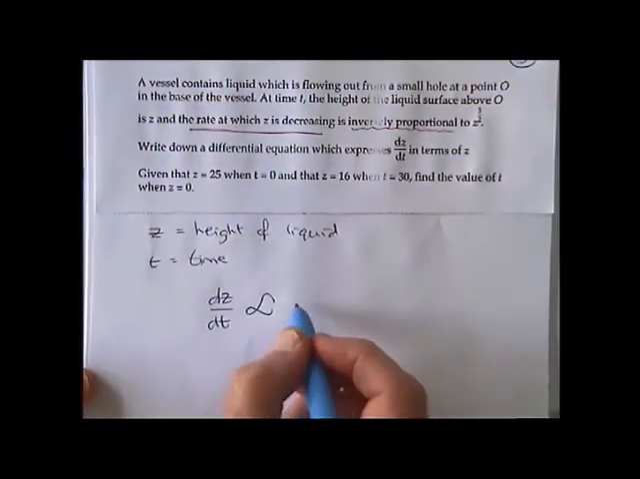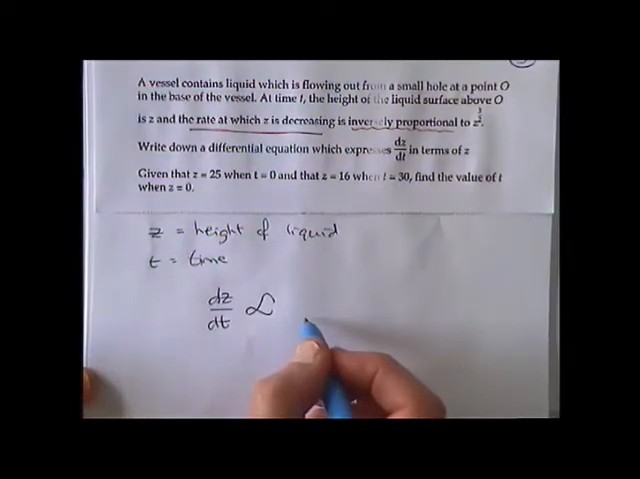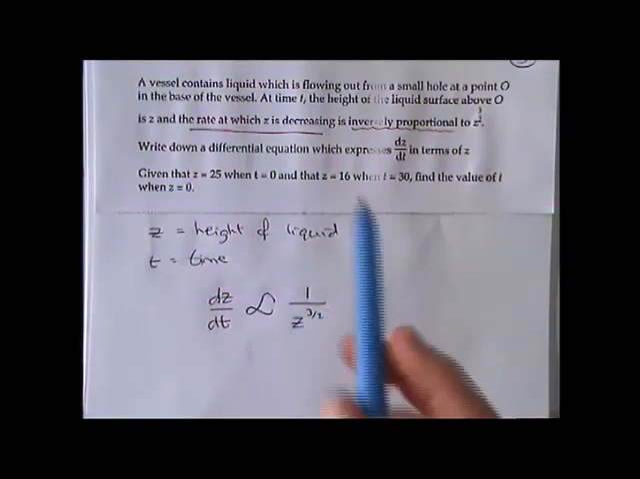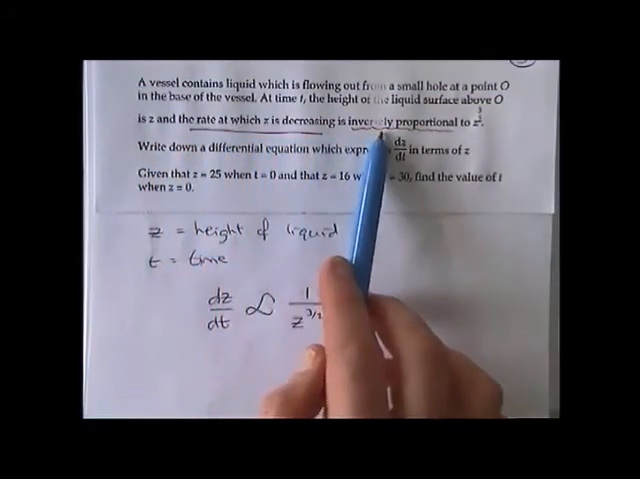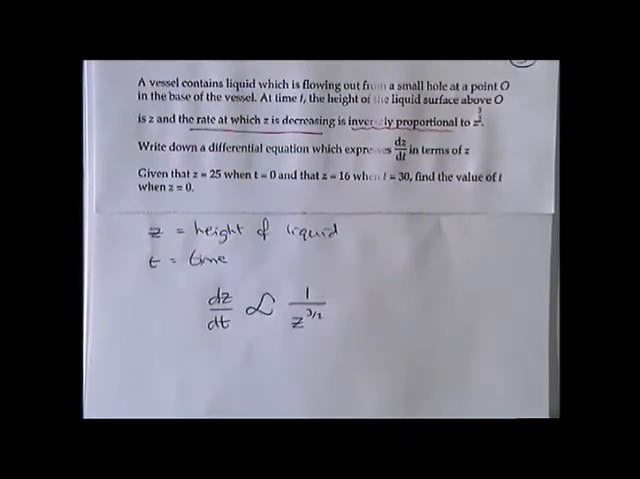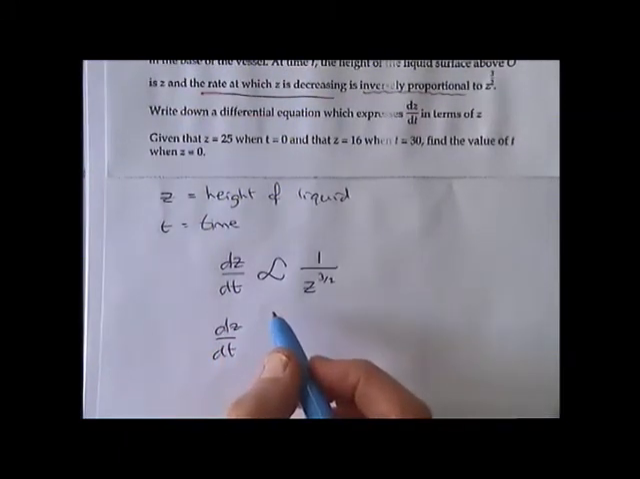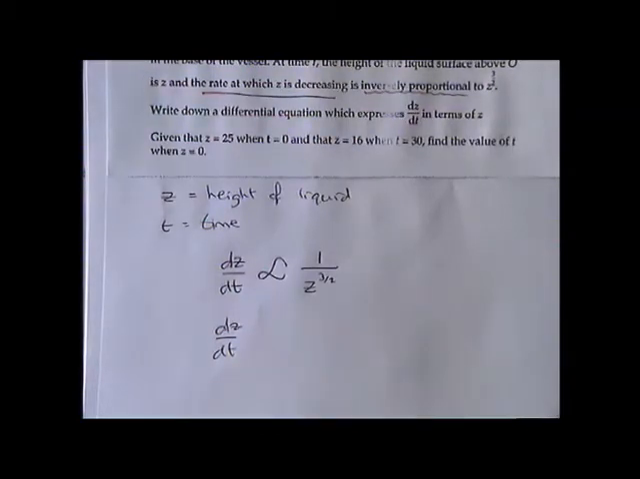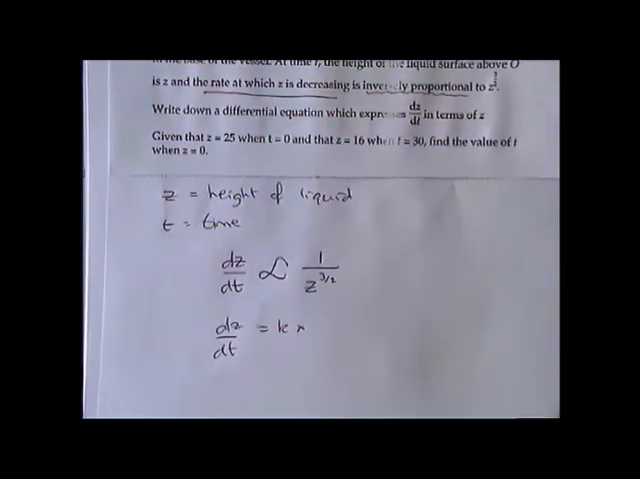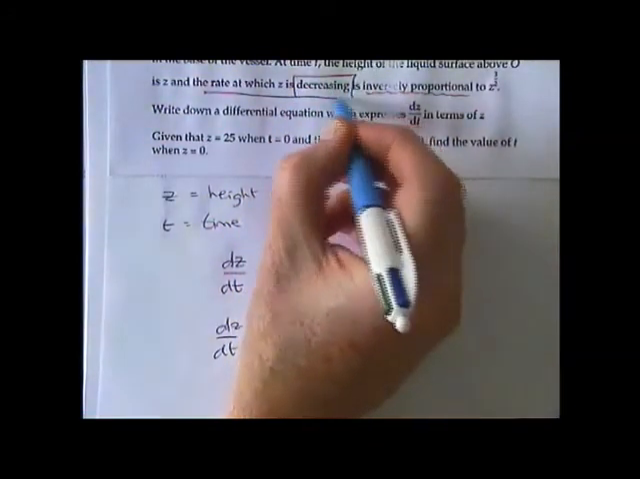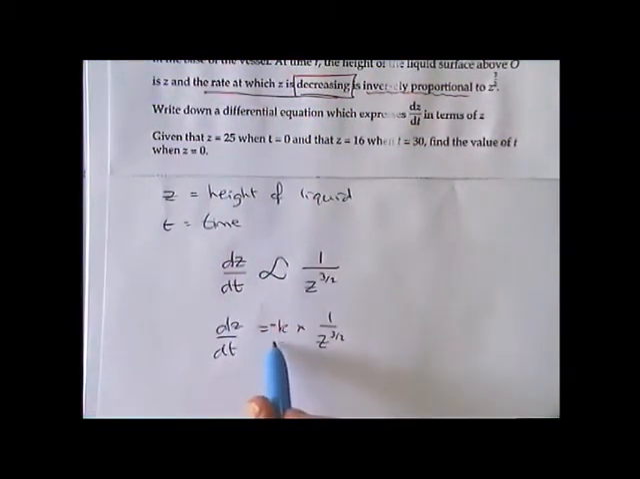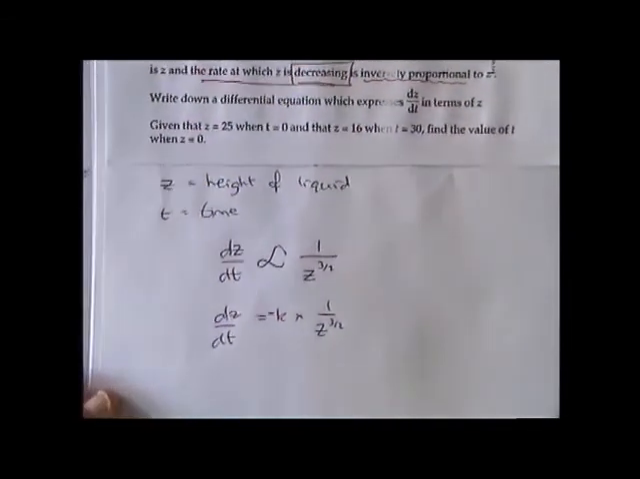And what does inversely proportional mean? I'm not just going to write z to the 3 over 2. The inversely bit means 1 over z to the 3 over 2. What do we change the proportional sign into? From last time, the proportional sign gets changed into equals k times by. And there's one other thing here. It's decreasing, so I will put a minus sign in there. So there is my differential equation.